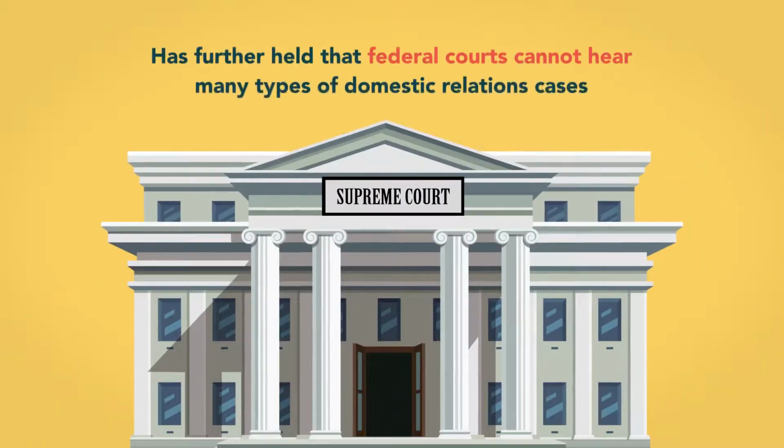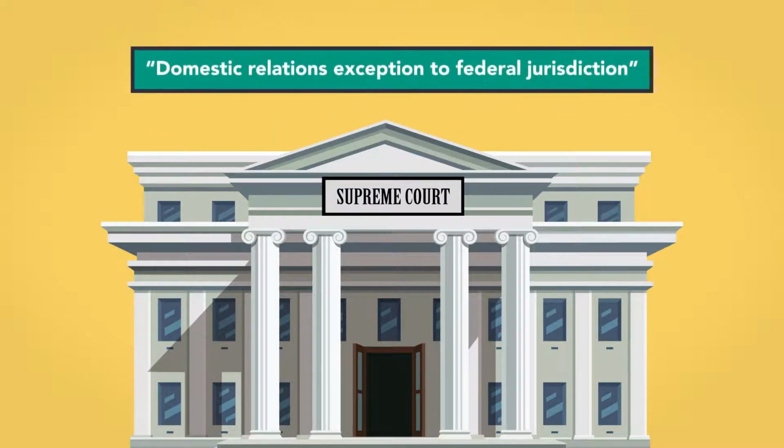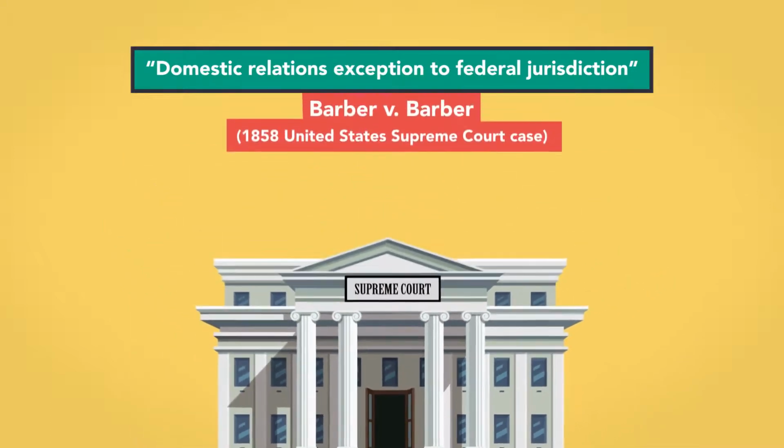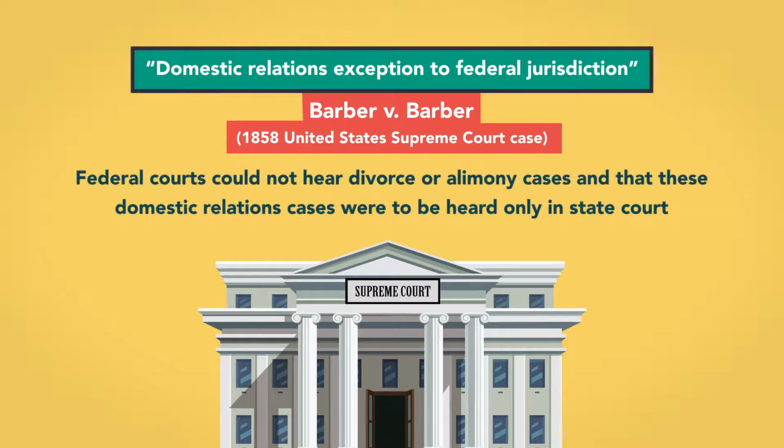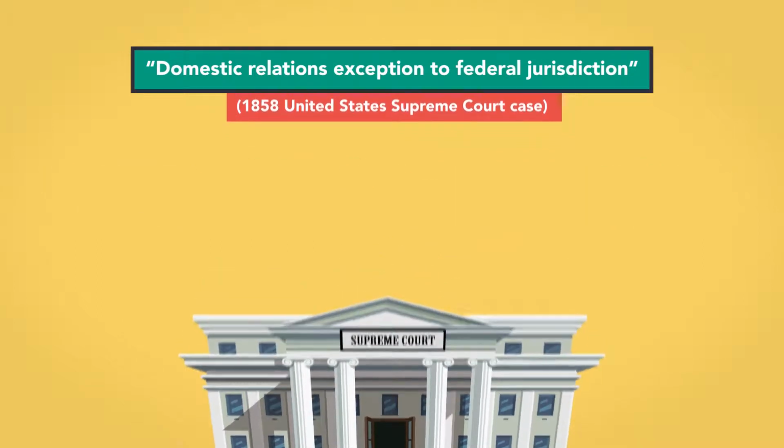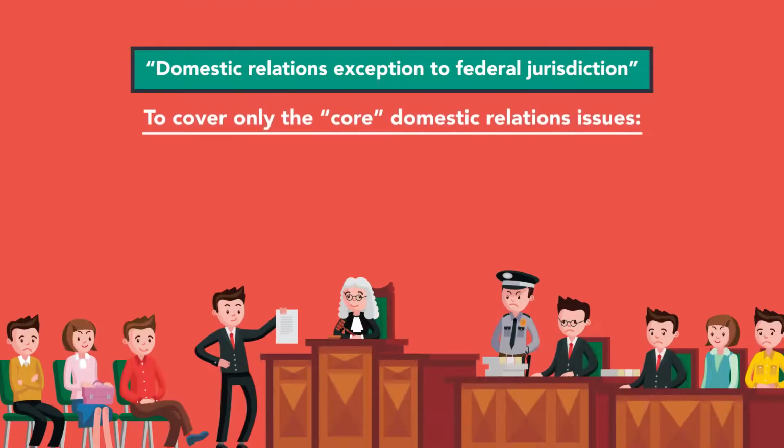The U.S. Supreme Court has further held that federal courts cannot hear many types of domestic relations cases. This principle, called the domestic relations exception to federal jurisdiction, was first set out in the 1858 United States Supreme Court case Barber v. Barber, which held that federal courts could not hear divorce or alimony cases, and that these domestic relations cases were to be heard only in state court. That principle has been limited by numerous cases to cover only the core domestic relations issues, including divorce, custody, and spousal and child support.